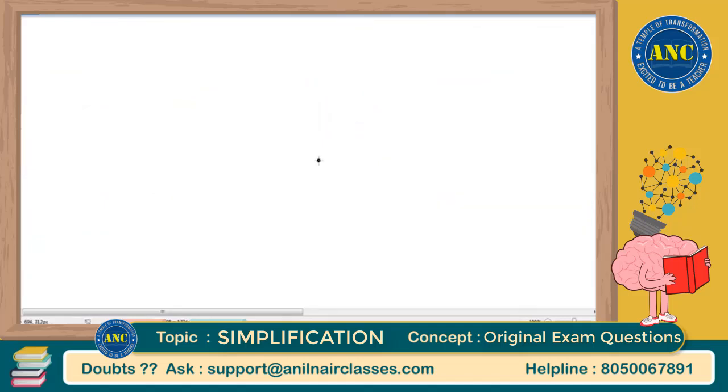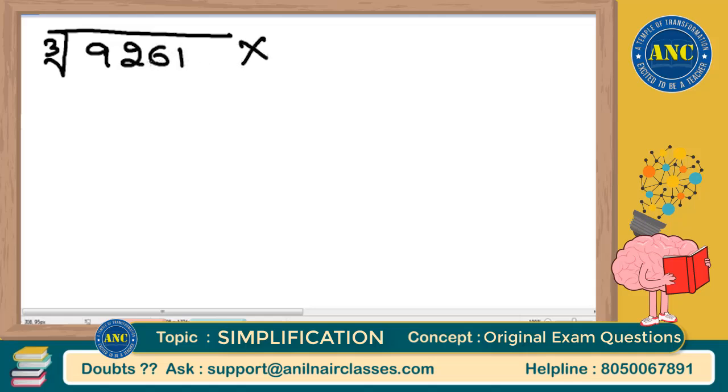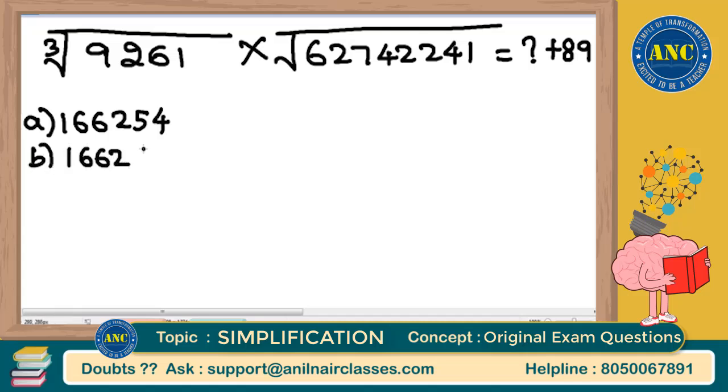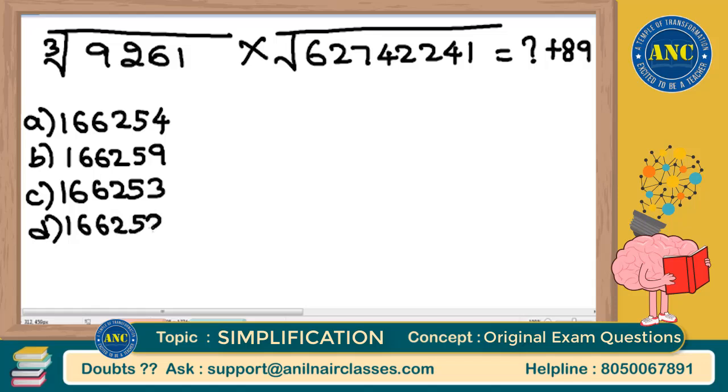See this question, again one of the original questions. So beautiful a question this is. Cube root of 9261 into square root of 6274 2241 is equal to question mark plus 89, right? Original answer options are: first 166254, second option 166259, third option 166253, fourth option 166252, and the last option definitely is none of these.